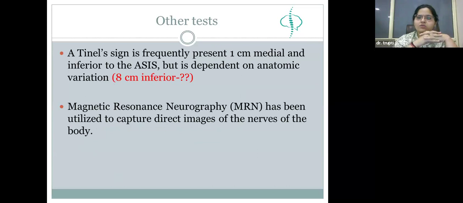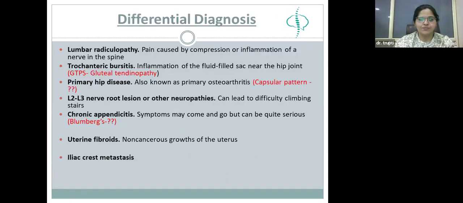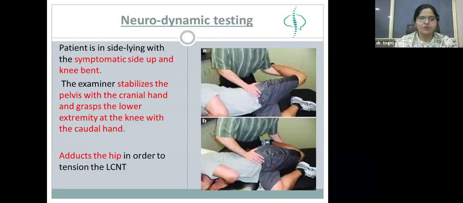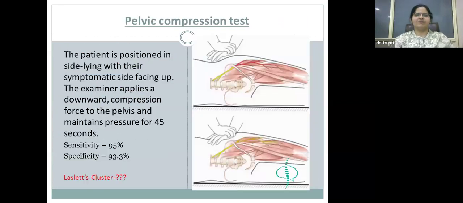Then magnetic resonance neurography. It is somewhat like an MRI, a nerve variation of MRI. In this, we are going to scan the nerves. How is the root of the nerve? Is there any compression? You can find out in MRN. So let's perform these three tests first.